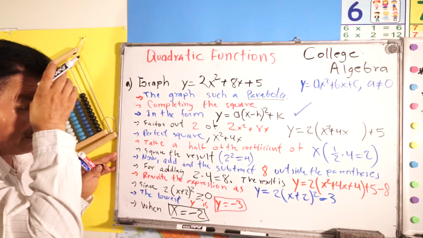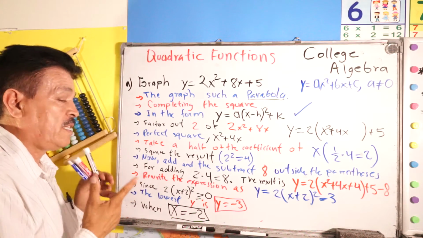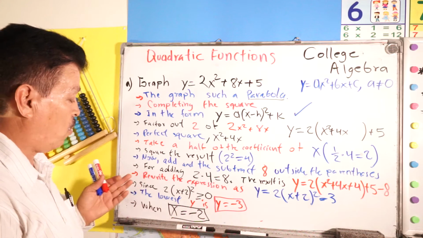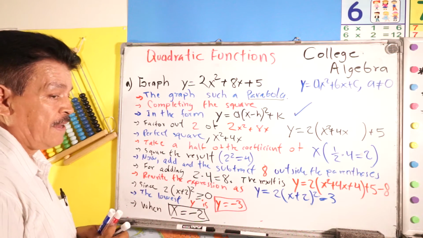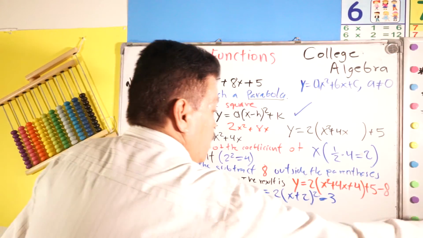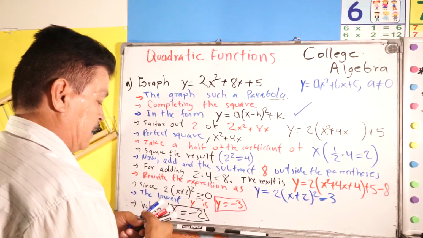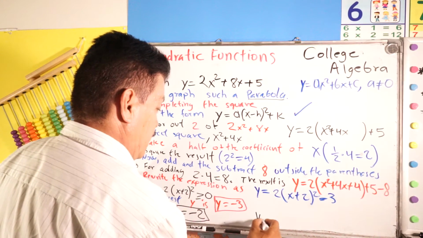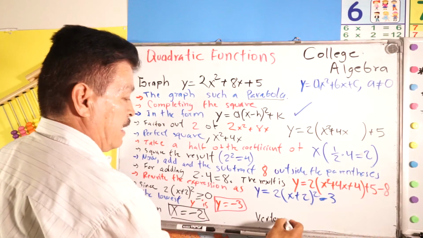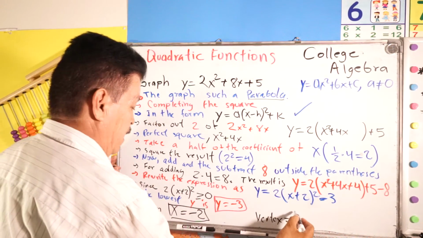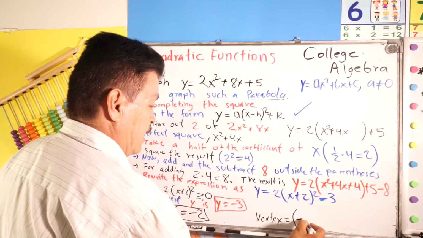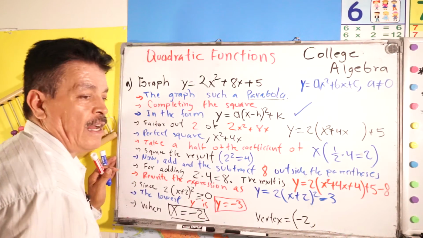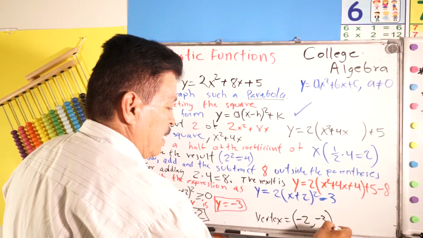Right? This is another main point that we needed. So this is the lowest point in the graph. This is called the vertex. Now another piece of information I want to write right here: the vertex. The vertex is equal to, in this case, (-2, -3). That's the vertex.